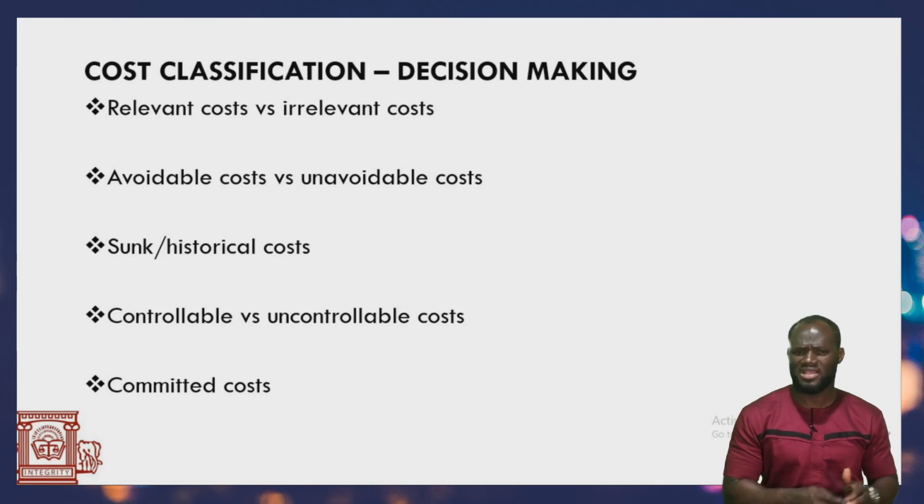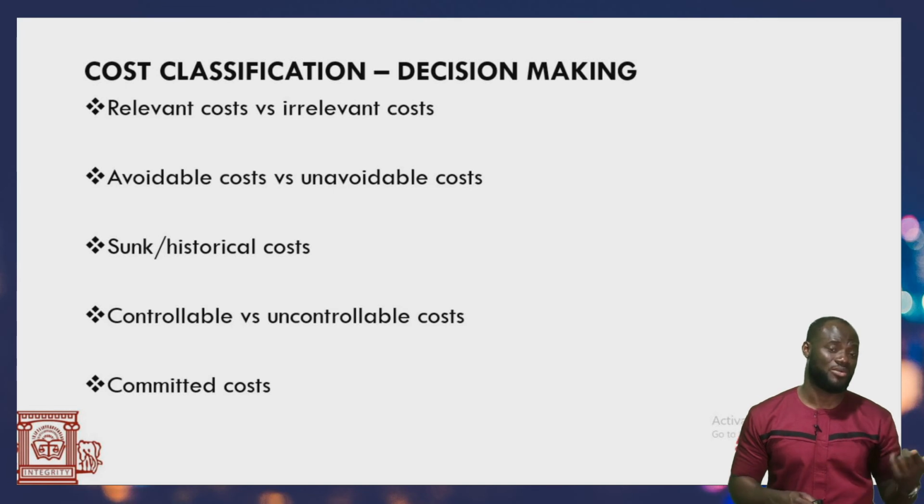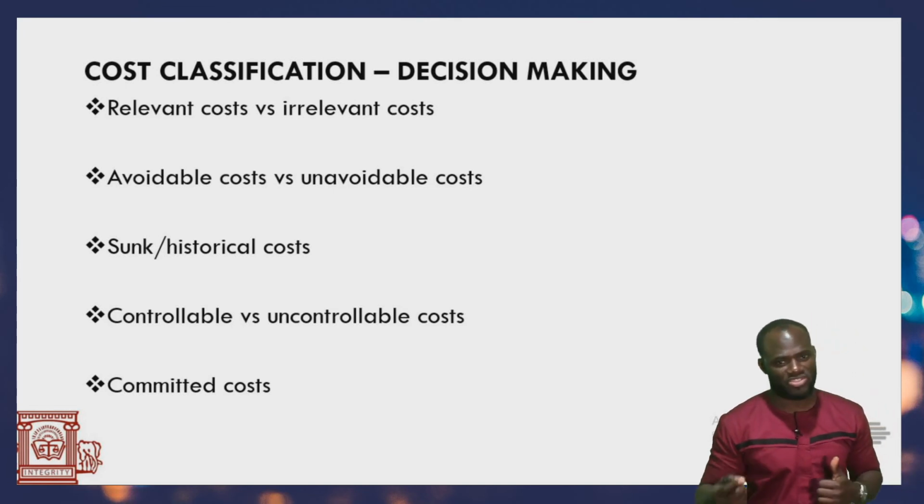We know the meaning of relevance. Relevant means it can be influenced. Relevant means it can change our thought, it can change our judgment. Or avoidable costs or unavoidable costs. If a decision can change a cost, it's avoidable. But if the decision cannot change the cost, it's unavoidable.